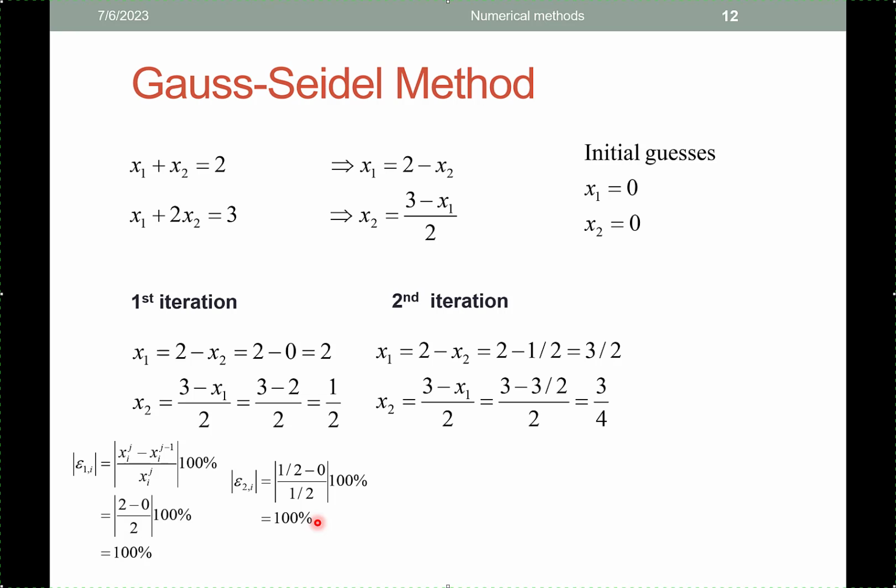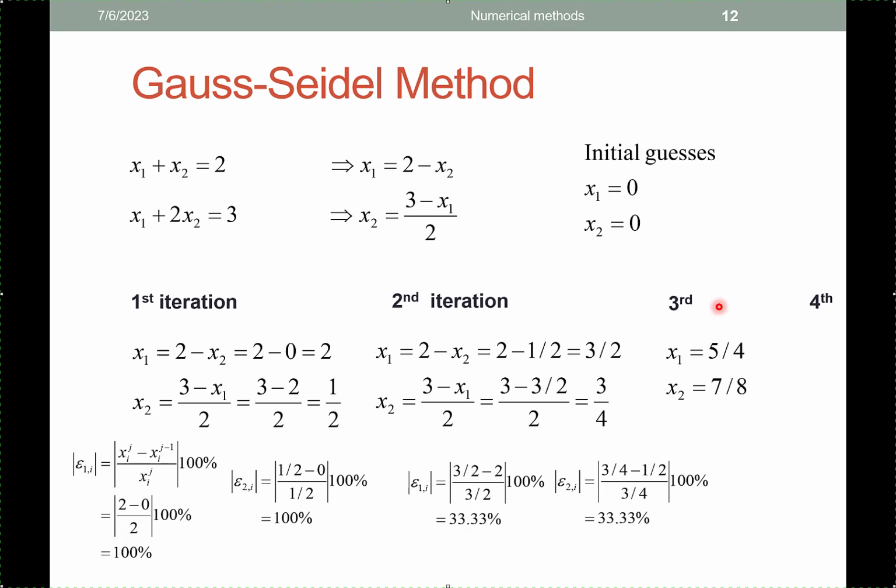Second iteration, now we plug in the updated value for x2, which is half, into this equation, right? So we have 2 minus half, which gives us 3 over 2. And then for x2, we plug in this updated x1. So we have 3 minus 3 over 2, divided by 2, equals 3 over 4. And again, we check the percent relative error. We can see here that it's decreasing. So we have 33.33% for x1. And for x2, we have the same value.